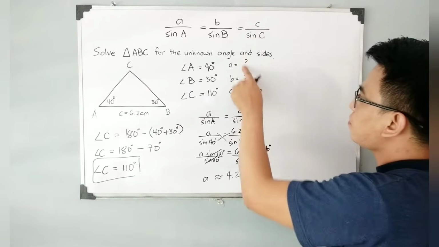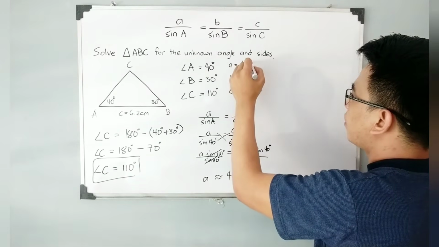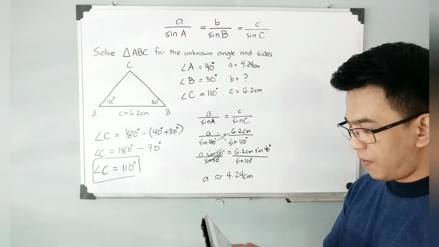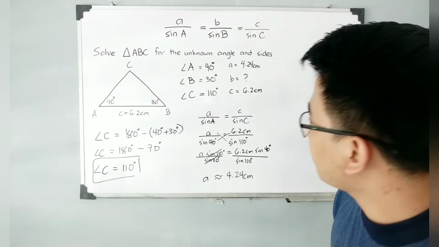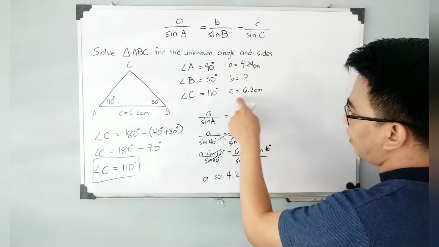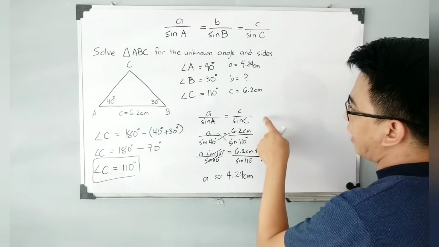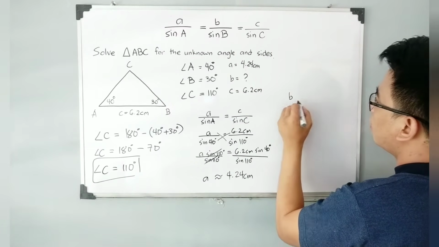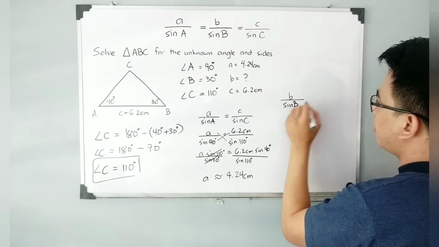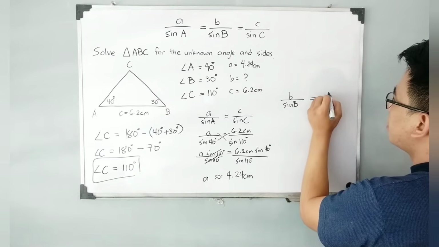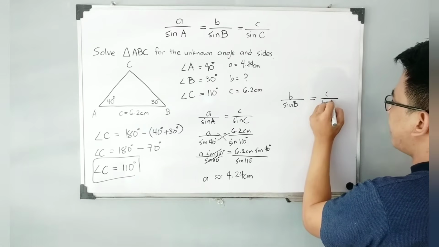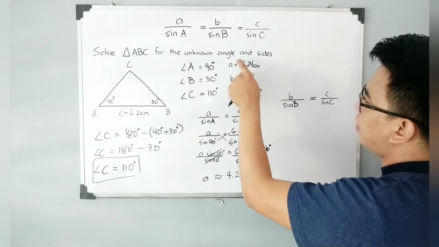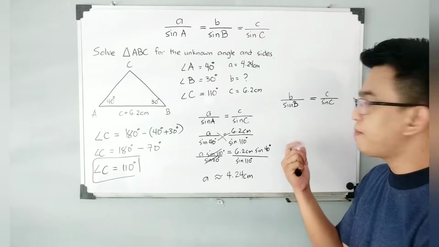So, meron tayo itong 4.24 centimeters. So, let's go with letter B. For letter B naman, same thing na gagawin natin. Nagamitin ulit natin si C over sine C. So, we will copy B. We have here B over sine B is equal to C over sine C. Hindi ko ginamit si A over sine A kahit kompleto na siya kasi approximately lang to. Approximation lang to. Kaya mas ginamit ko yung eksakto.